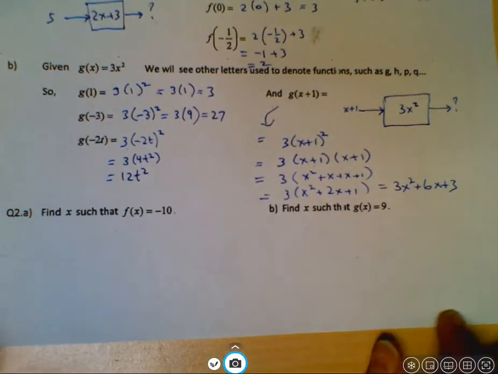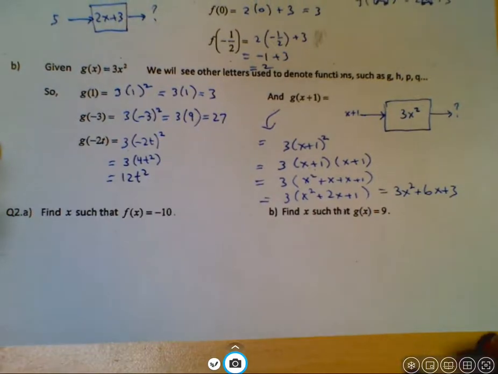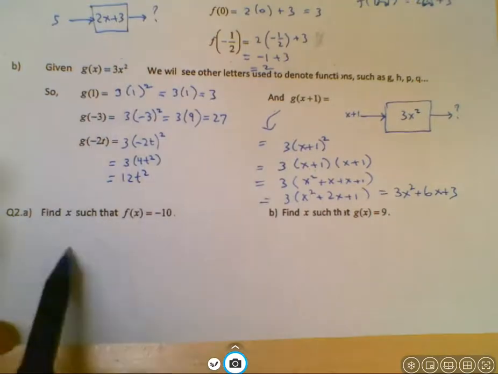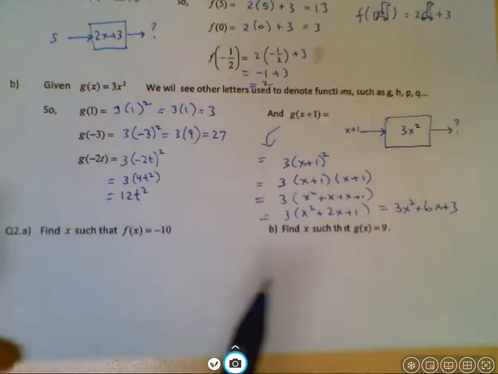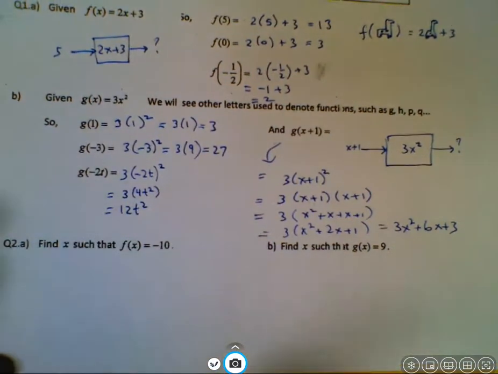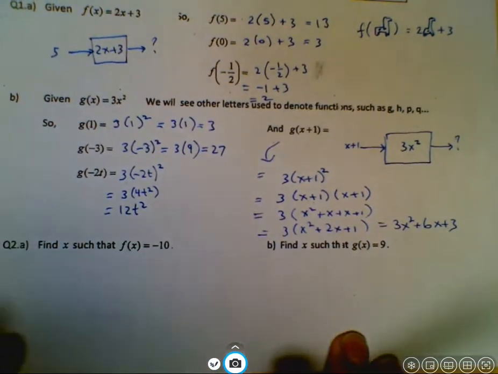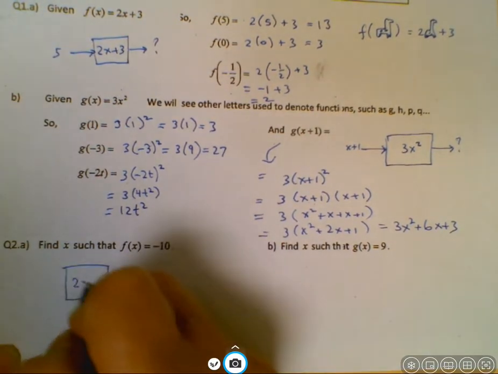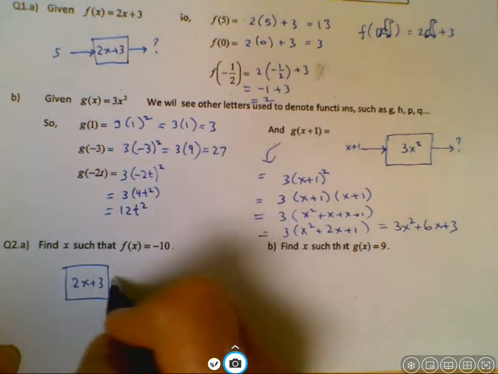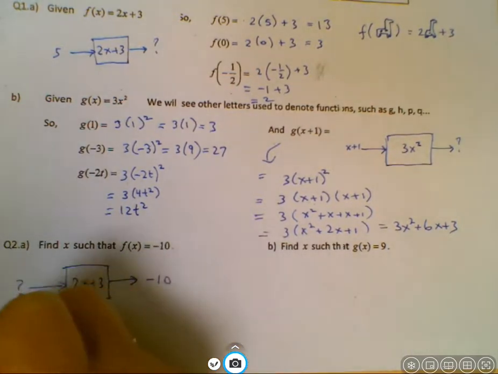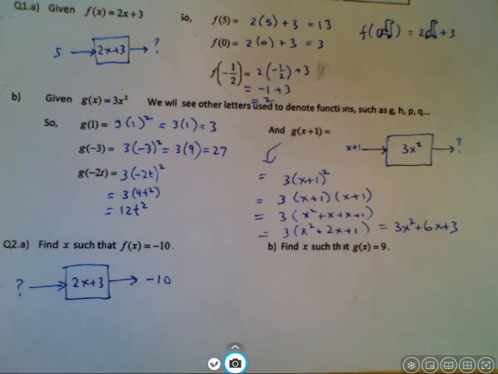Now question 2 goes backwards. Question 2 says this: if f of x is negative 10, so this is actually referring to the same f as question 1, this f. If f of x is negative 10, then what's x? What it's saying is, here's my function, this is f, so it's 2x plus 3. If the output is negative 10, then what went in? What was the input? Okay, it's asking the question backwards.